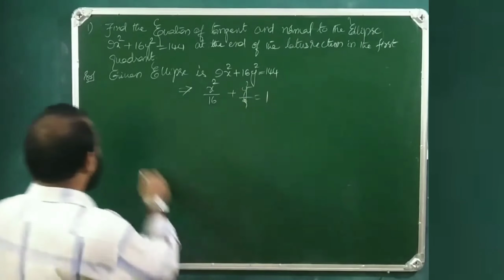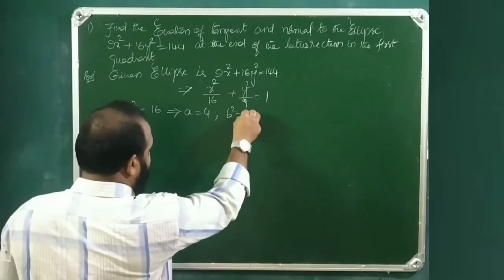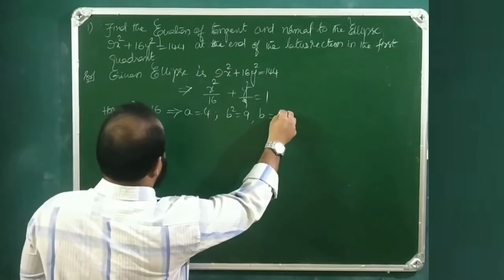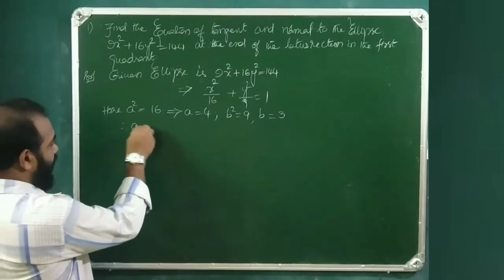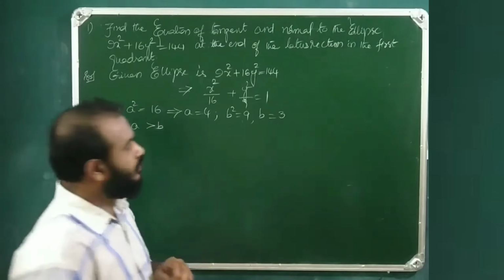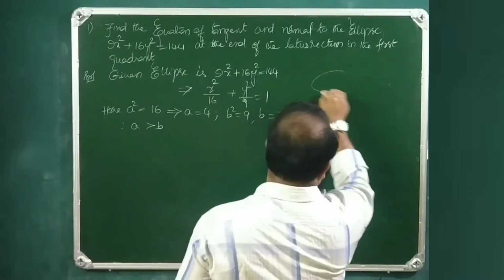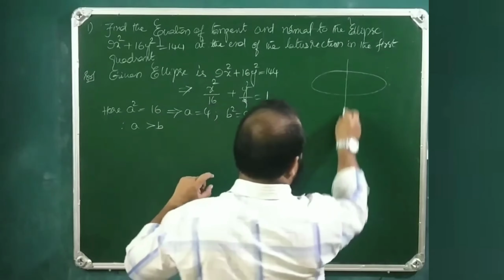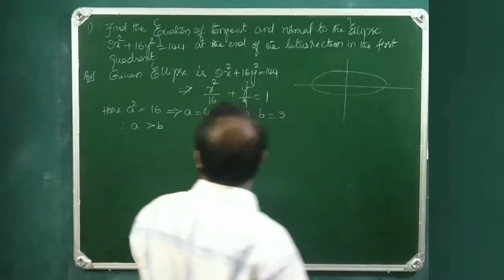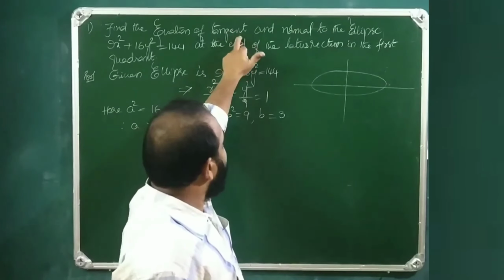Here a square equals 16, a equals 4, b square equals 9, b equals 3. Therefore a is greater than b, so it is a horizontal ellipse like this. Now we want a tangent at the end of the latus rectum in the first quadrant.